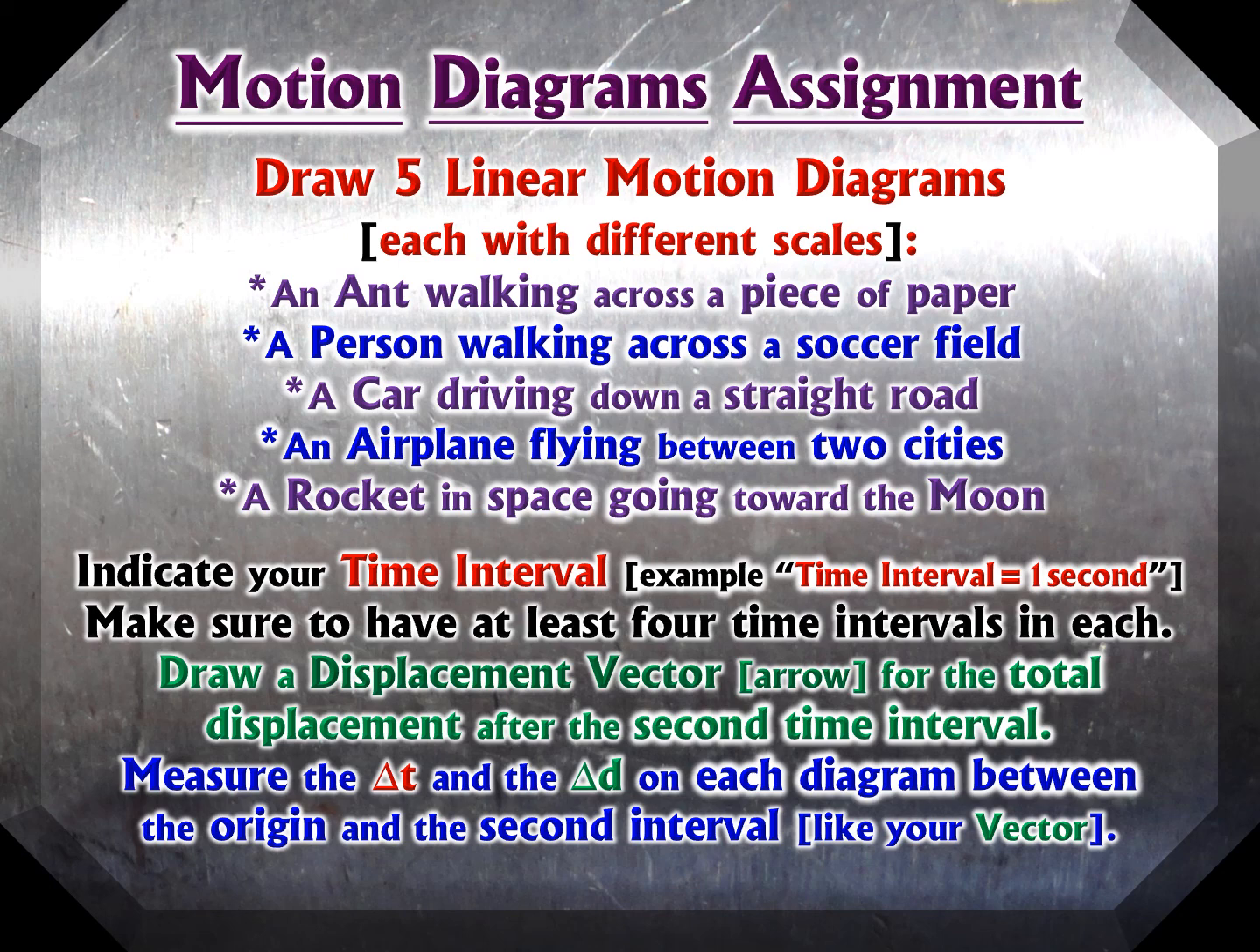A car driving down a straight road. All of these will be linear. They will just be moving to the right in a straight line, by the way. An airplane flying between 2 cities. So clearly we're talking about a different scale here. Make sure your scale is reasonable. A rocket in space going toward the moon. It would be an even bigger scale.